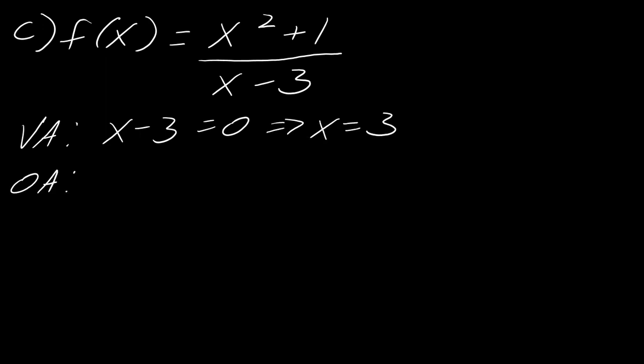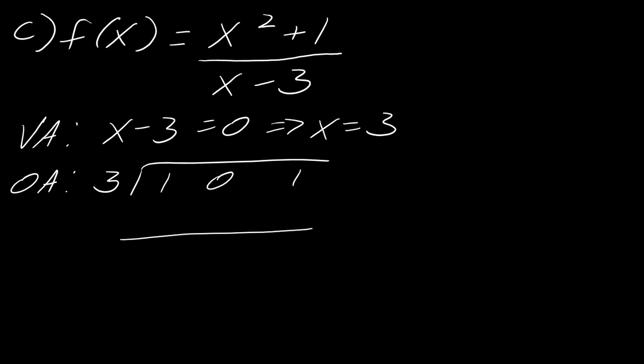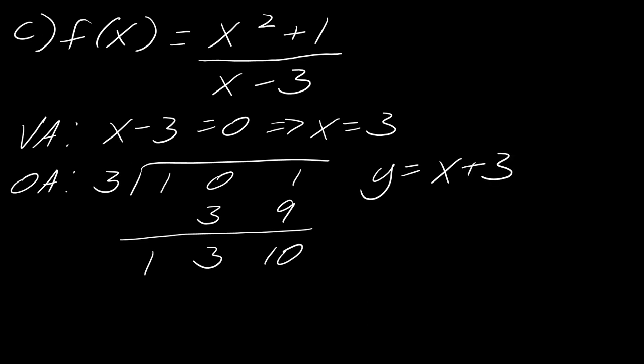And then to find my oblique asymptote, I will use synthetic division. So this will be 1, 0, 1. I can bring the 1 down. 3 times 1 is 3, 3, 9, 10. So my oblique asymptote is y equals x plus 3. If you're not sure how to do that, I have lots of example videos where I broke all of this down. I can tell this is an oblique asymptote because the numerator is 1 degree higher than the denominator. Okay, so now let's find the intercepts. So I'll make some space.